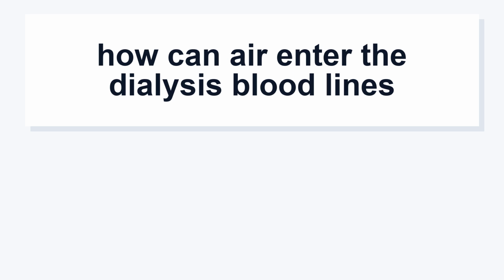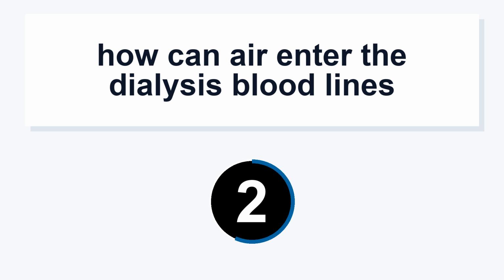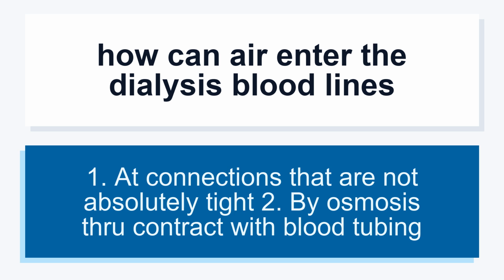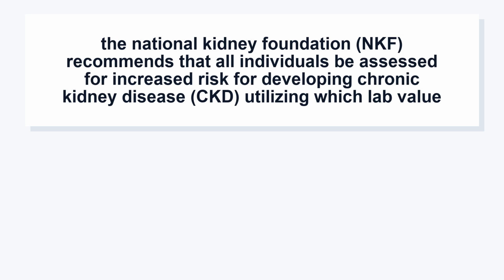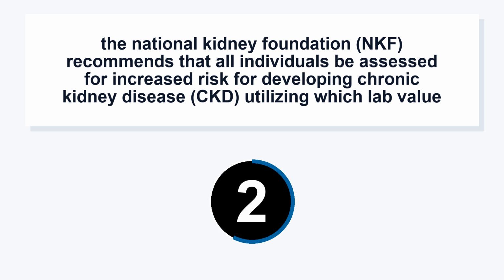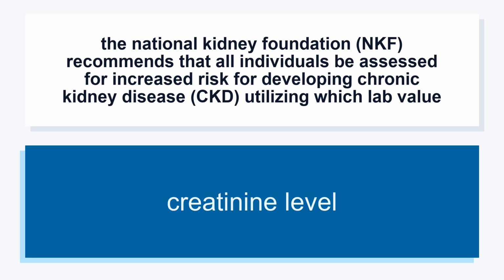How can air enter the dialysis bloodlines? 1. At connections that are not absolutely tight. 2. By osmosis through contact with blood tubing. The National Kidney Foundation, NKF, recommends that all individuals be assessed for increased risk for developing chronic kidney disease, CKD, utilizing which lab value? Creatinine level.